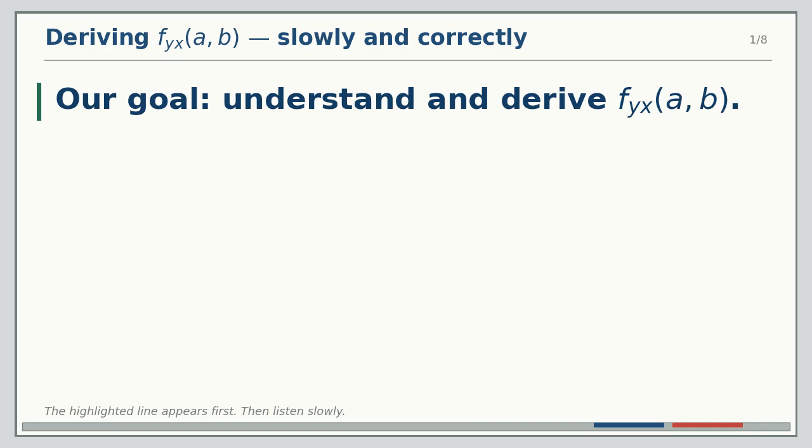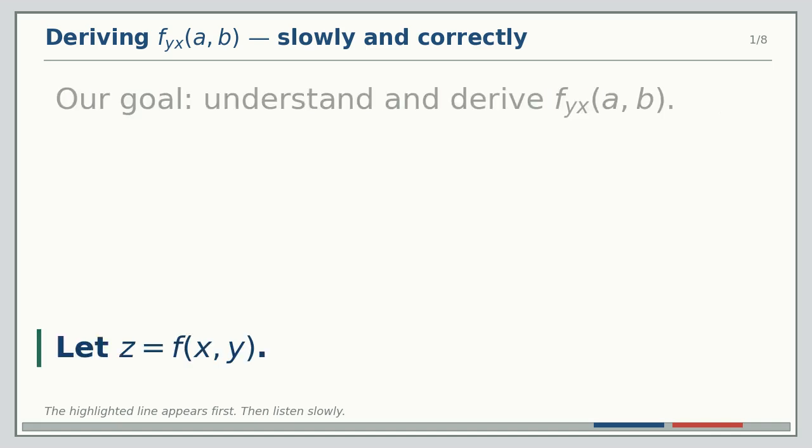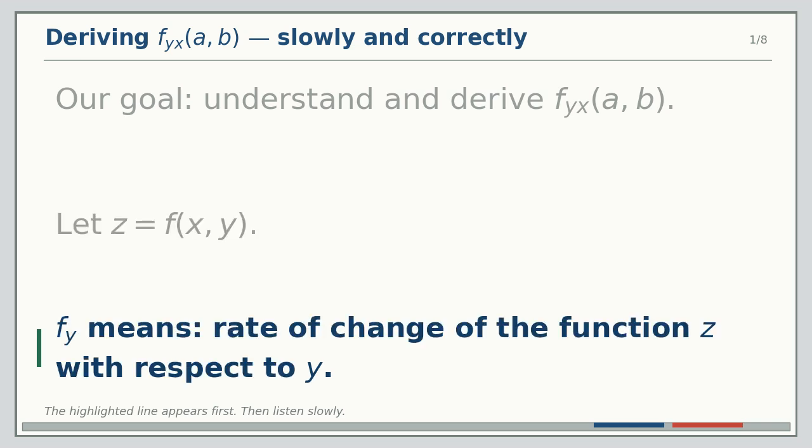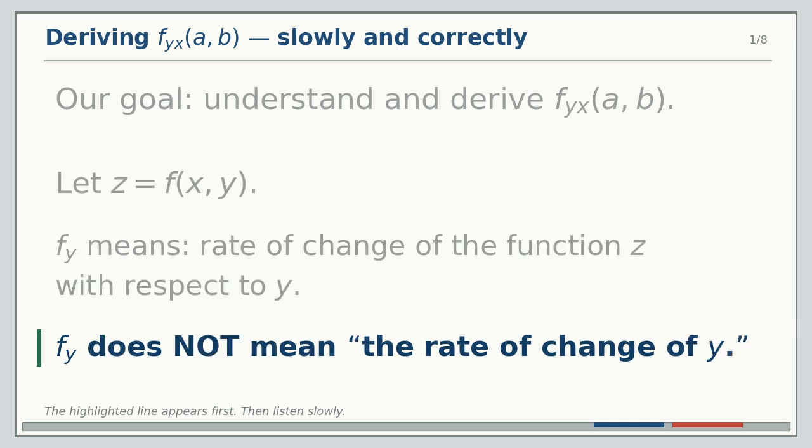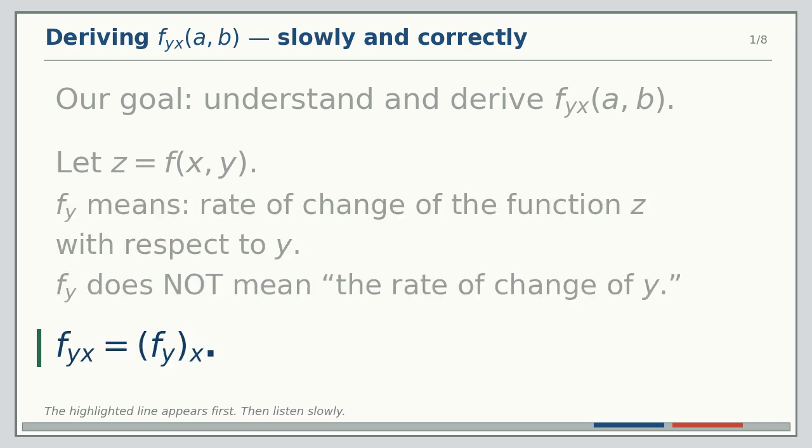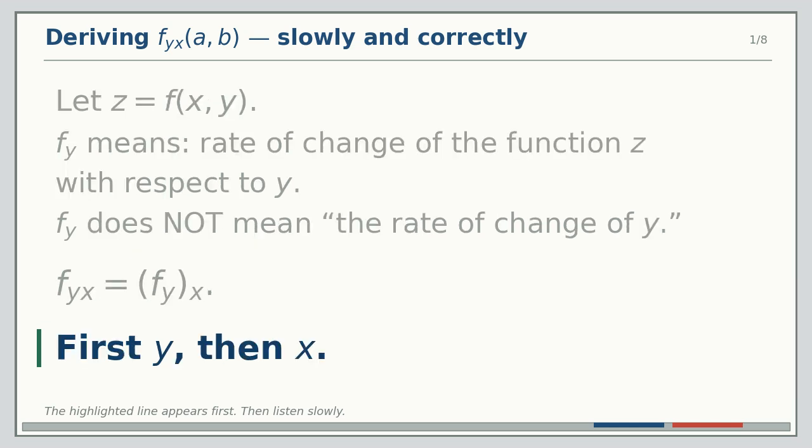Our goal is to understand and derive f sub yx at the point (a, b). Let z equal f of x comma y. f sub y means the rate of change of the function z with respect to y. Important: f sub y does not mean the rate of change of y. f sub yx means first find f sub y, and then differentiate that result with respect to x. So the order is first y, and then x.